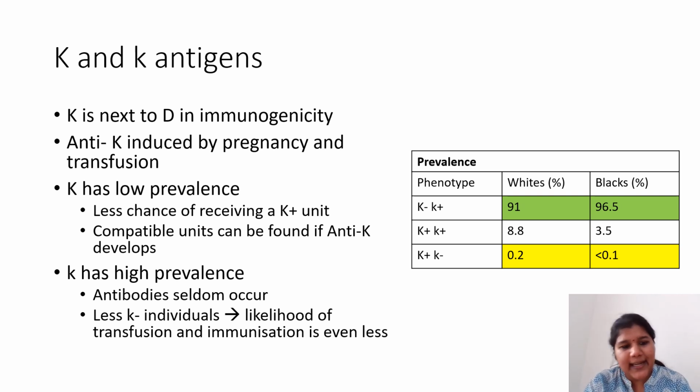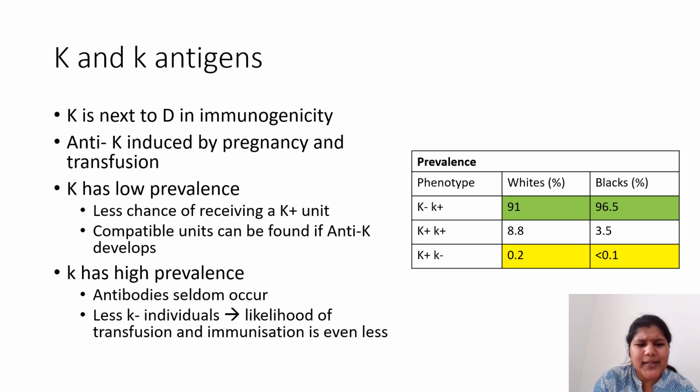Anti-K is produced by pregnancy and transfusion. Capital K has a low prevalence. So there is less chance of a person to receive a K positive unit and develop antibodies. And compatible units can be found even if anti-K develops. Small k has high prevalence. That is, antibodies seldom occur.